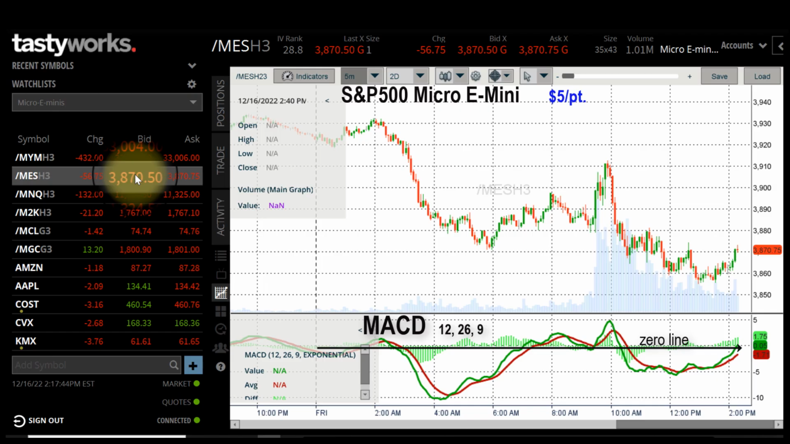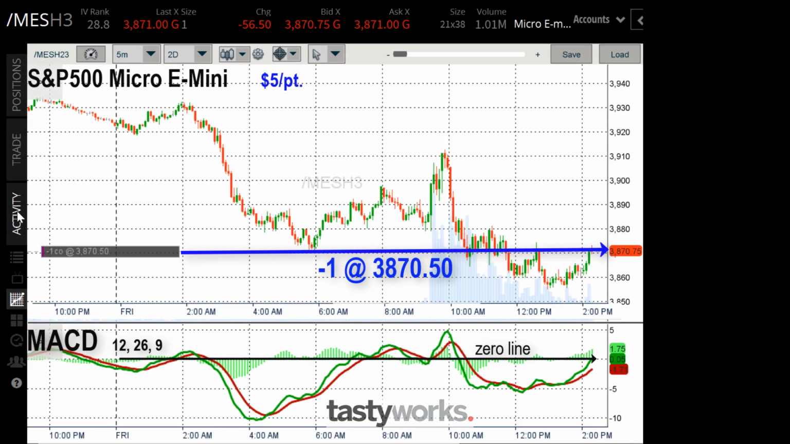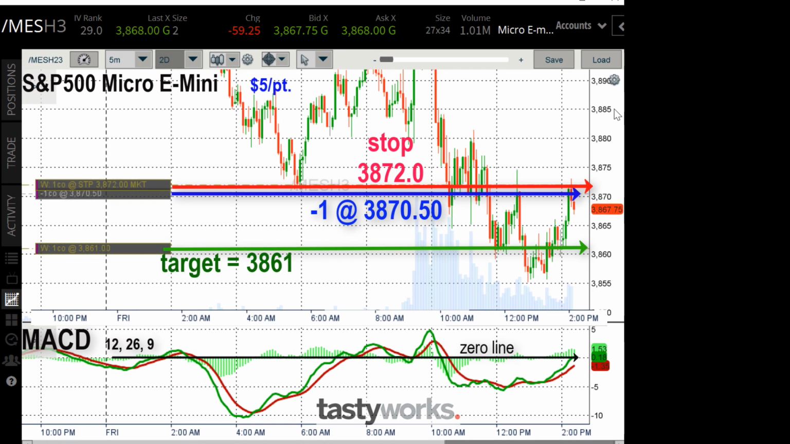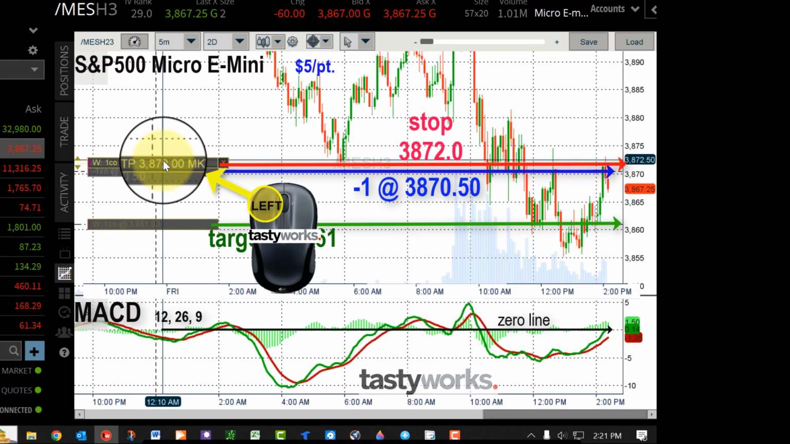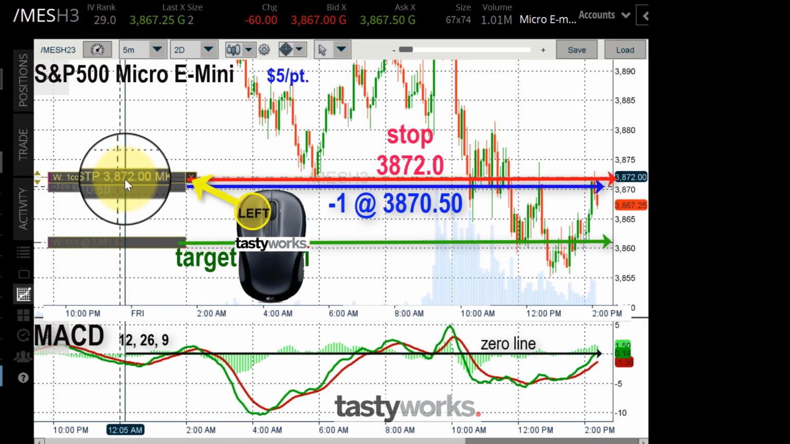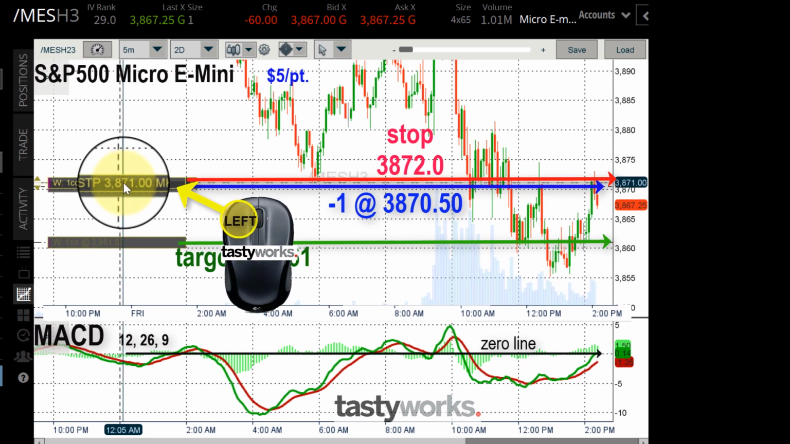Okay, now is where the fun begins. I click the bid price in my watch list on the S&P 500 Micro E-mini, and voila, I shorted one contract at 3870.50. I got into the trade with a quick market order and then went back and put in a bracket. My stop is only 1.5 points up at $5 a point. 1.5 points is $7.50 was the maximum risk on this trade.